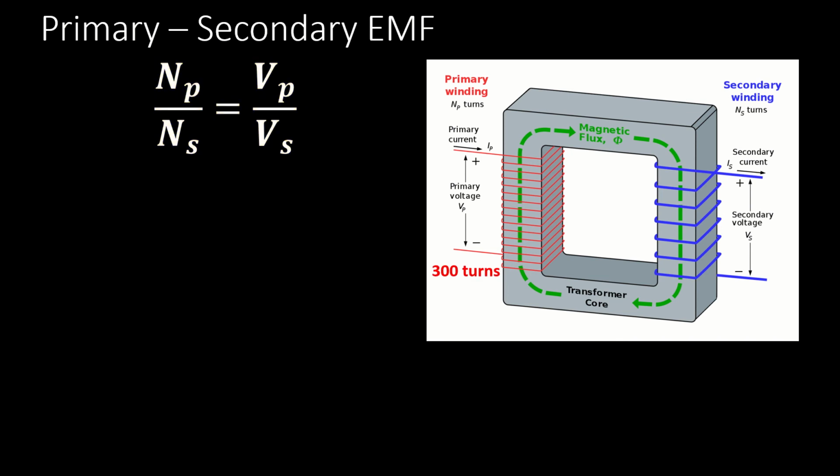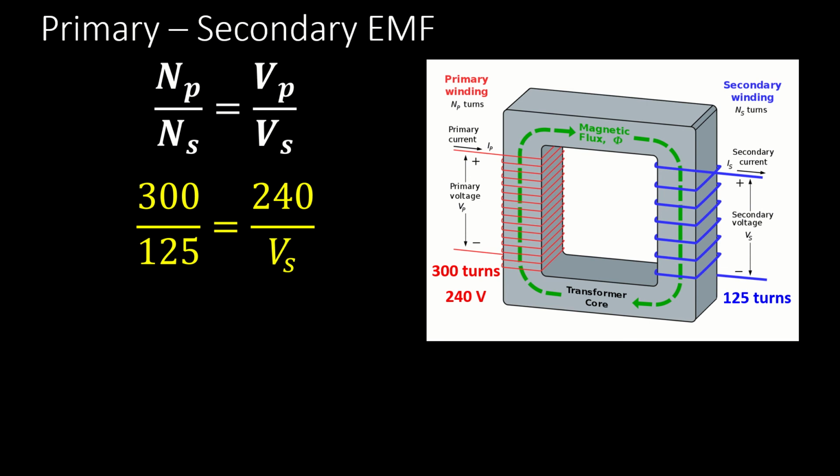So if, for example, we'll put some numbers on it. Let's say we've got a primary that's got 300 turns, and we put in 240 volts. That's 240 volts AC. We'll get to AC things later, but for now, just accept that. And let's say we've got a secondary that's got 125 turns. How much voltage are we going to get out of that?